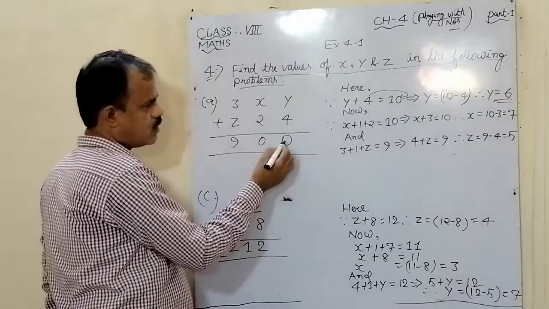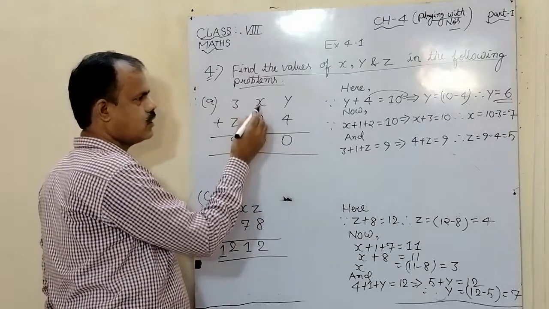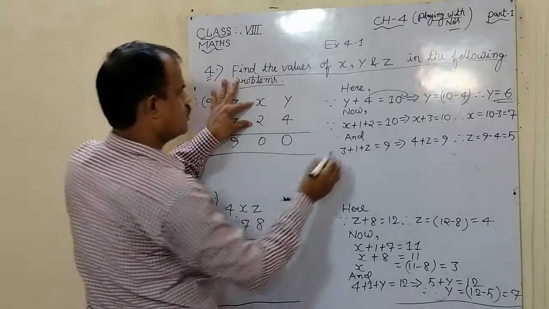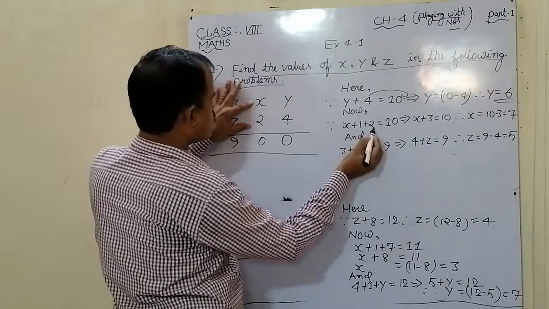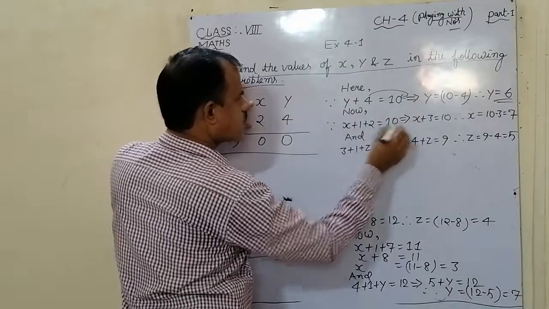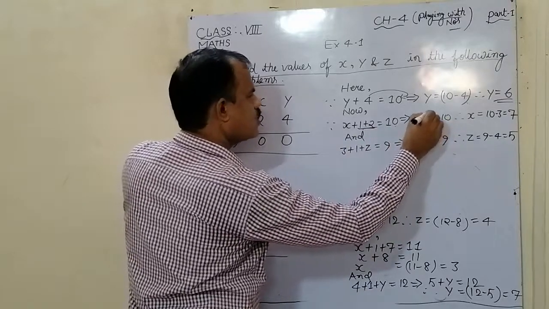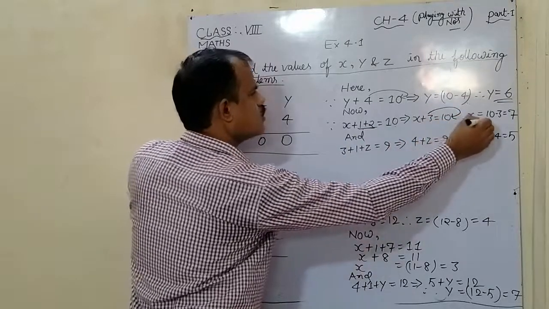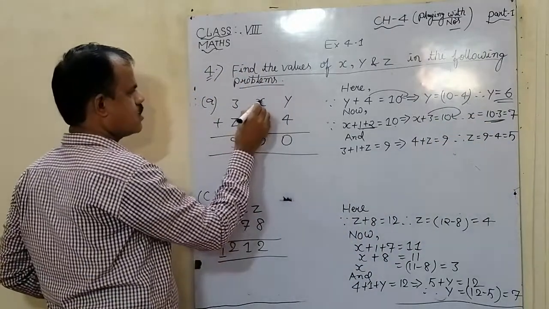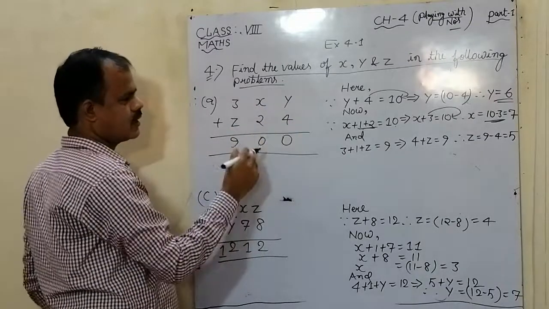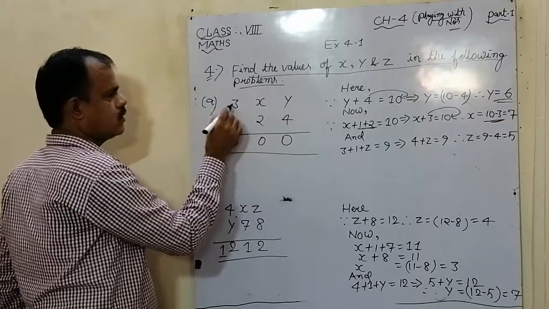Okay. So 10 means we write here 0 and carry forward 1 here. So here you see x and 1 carry is there. So x plus 1 plus 2 equal to 10. So x plus 1 plus 2 is 3, x plus 3 equal to 10. So x equal to 10 minus 3, which is 7. So the value of x is 7. 7 plus 2 is 9 and 1 carry makes 10. So 0 is here and 1 carry here.